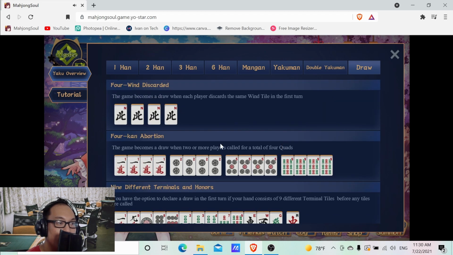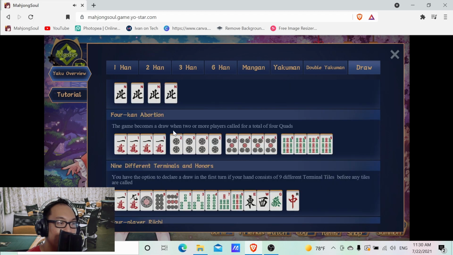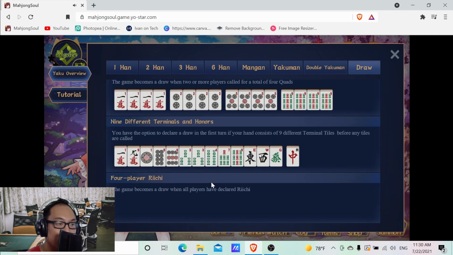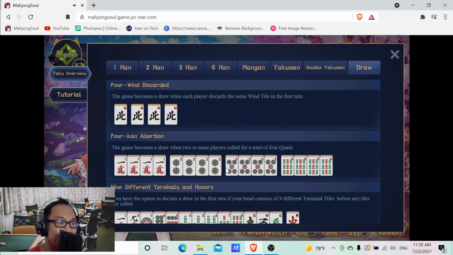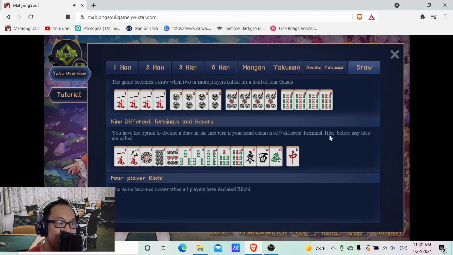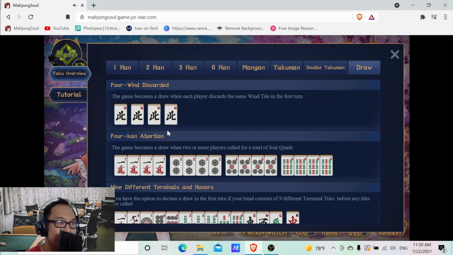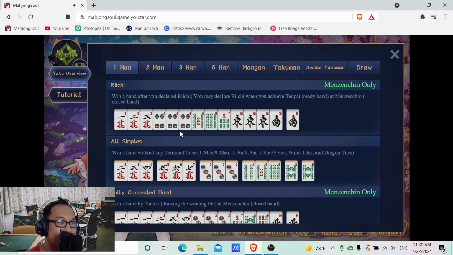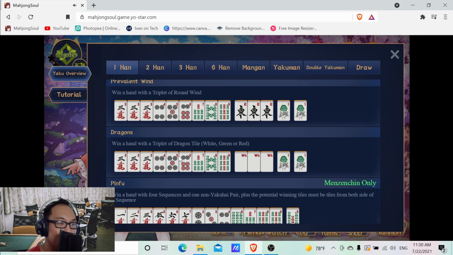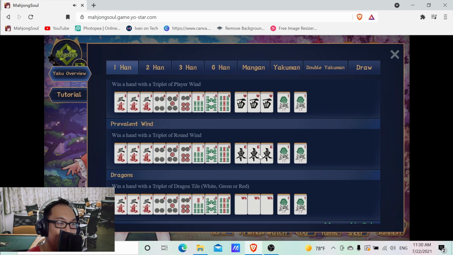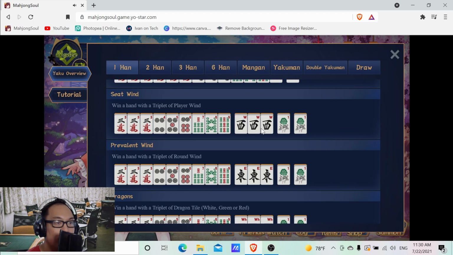Draws. I guess these are tiles that you could win off drawing, I believe. I don't know exactly. I've never really gotten into this category. Oh, it's basically showing you what rules would constitute a draw. Okay. And you will encounter these. You don't have to memorize them. The only hands I want you guys to memorize are Riichi, All Simple, Dragons, which is a triple of one of the dragons, Prevailing Wind, which is the round, and Seat Wind. Those are the only ones that you guys should just memorize.